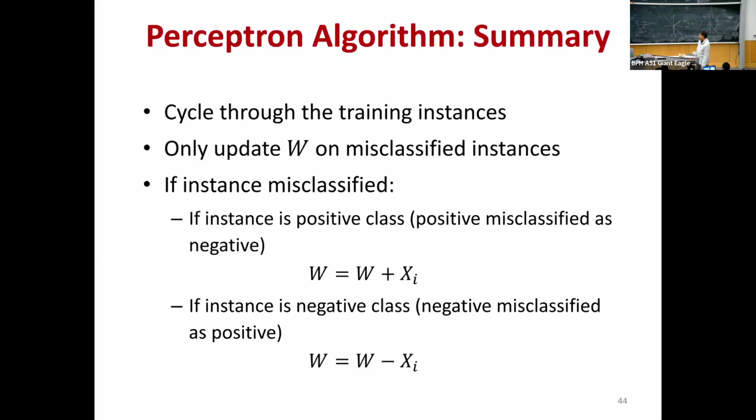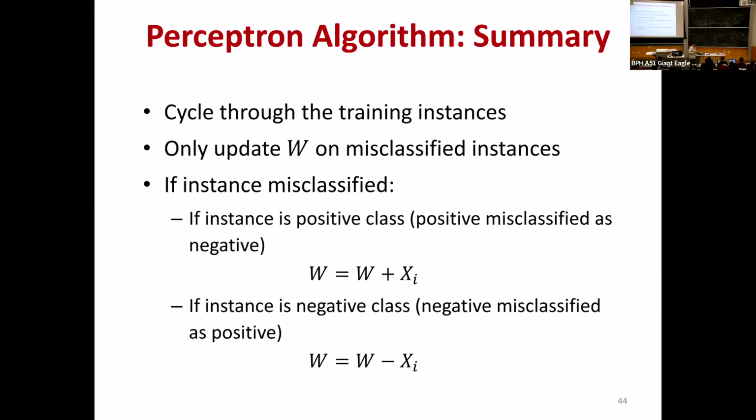So you start off with some W. You begin classifying all of your training samples. If you encounter a positive instance that is misclassified, then you drag the weight vector towards the optimal weight vector for that positive instance. You drag it towards X. And you do this by simply adding X to W.